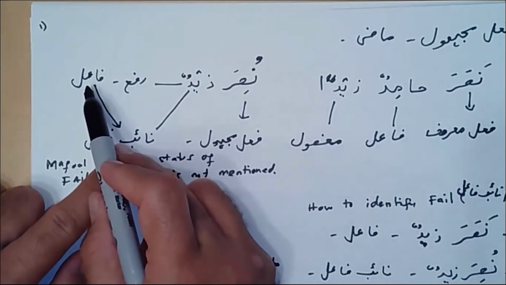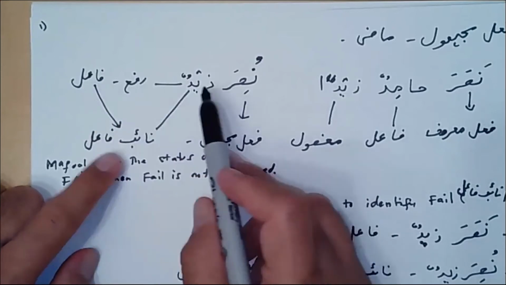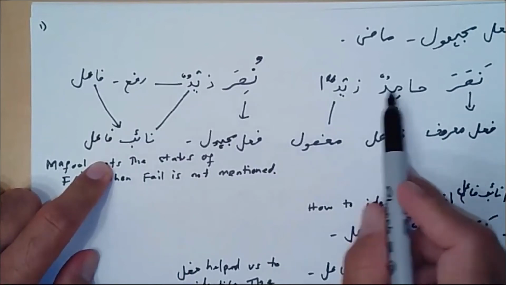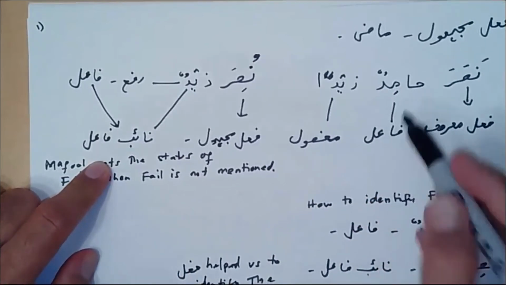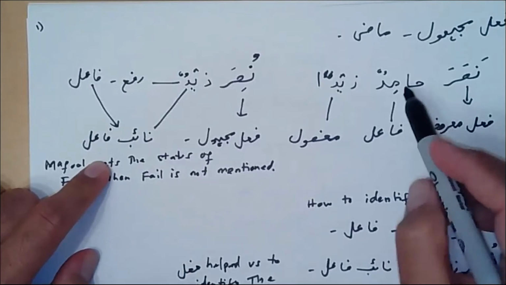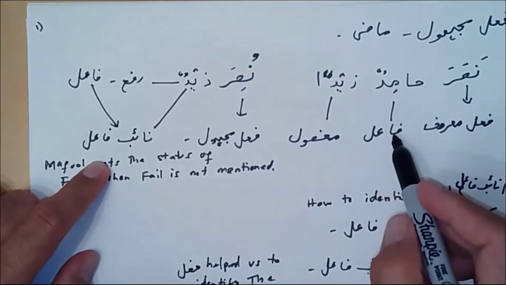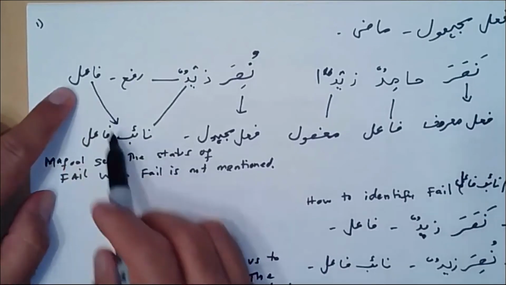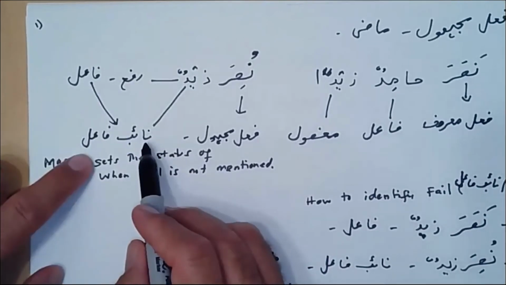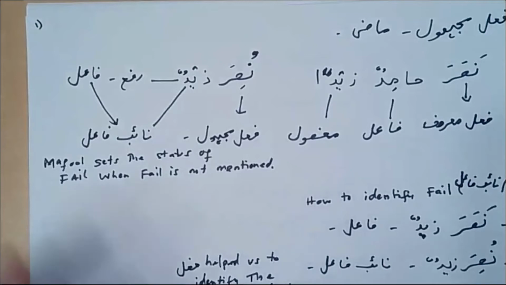This is Rafa, right? The way you identify a file is by looking at the status. Anything which is in Rafa is the file. So I cannot call it file anymore. I'm going to call it naib file. I'm doing the same thing again, just in a little different way.